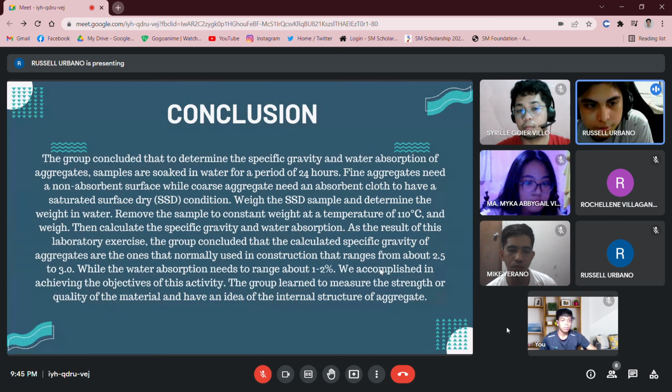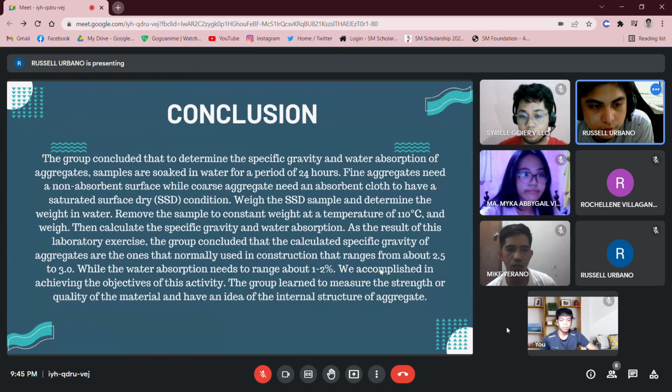As the result of this laboratory exercise, the group concluded that the calculated specific gravity of aggregates are the ones normally used in construction, ranging from about 2.5 to 3, while the water absorption needs to range about 1 to 2%. We accomplished the objectives of this activity. The group learned to measure the strength or quality of the material and have an idea of the internal structure of aggregate. Thank you. That's all.